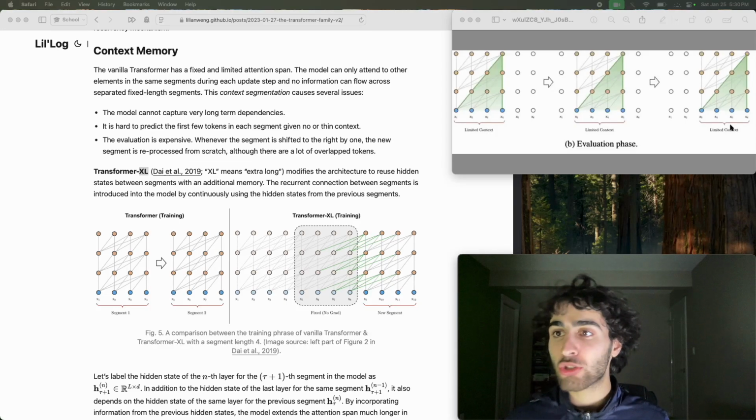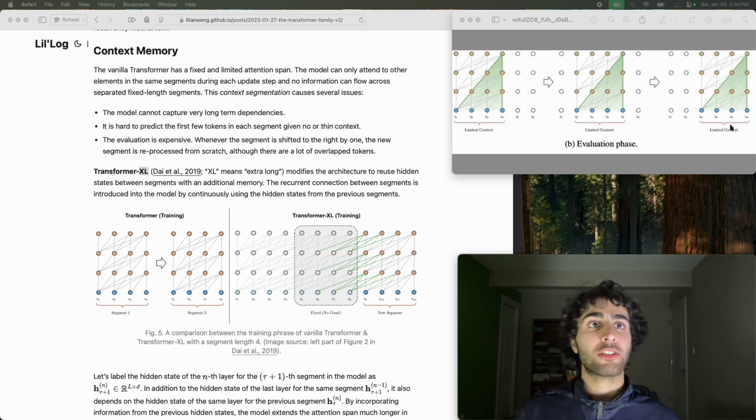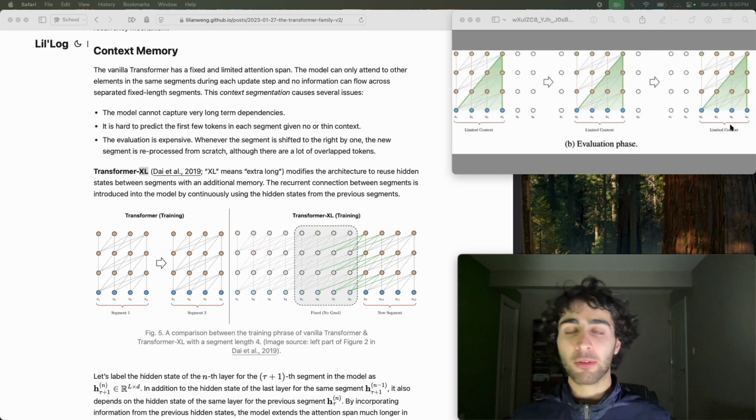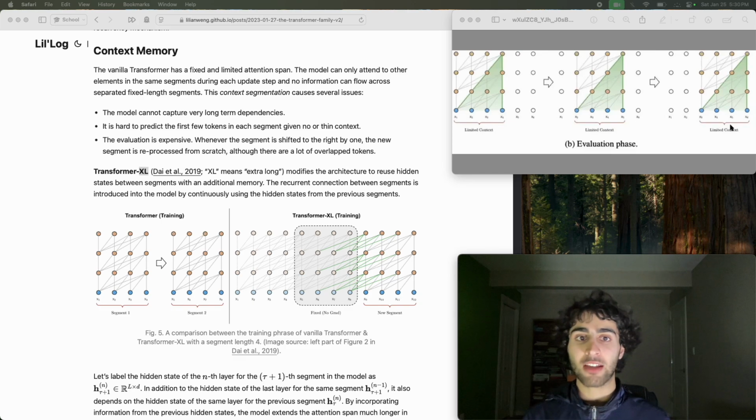What's going on, guys? Welcome to my video about Transformer XL. In today's video, I'll be discussing Lil'Log's blog post, and you'll learn the differences in architecture between the vanilla transformer and the iterated Transformer XL, which in essence increases the context of a vanilla transformer.